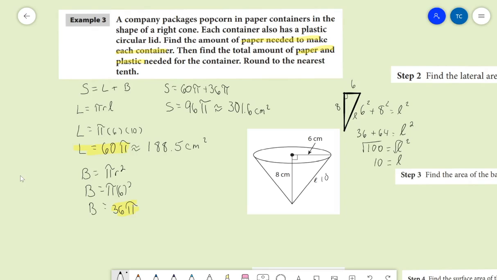Okay, I'm going to try to write this in my best penmanship. This is total, and this is just for the paper.